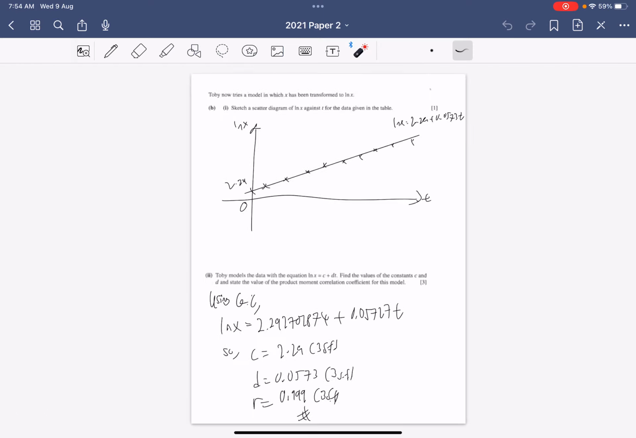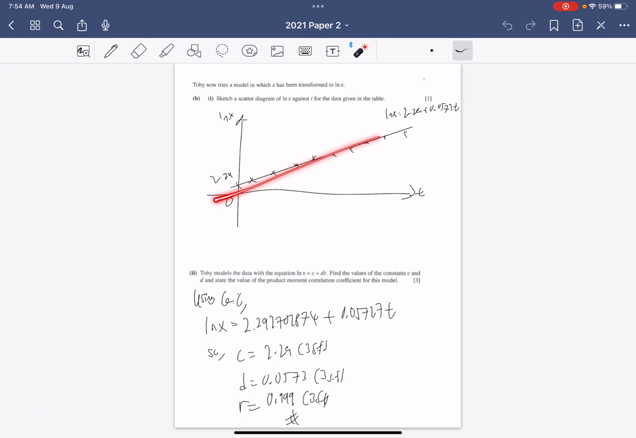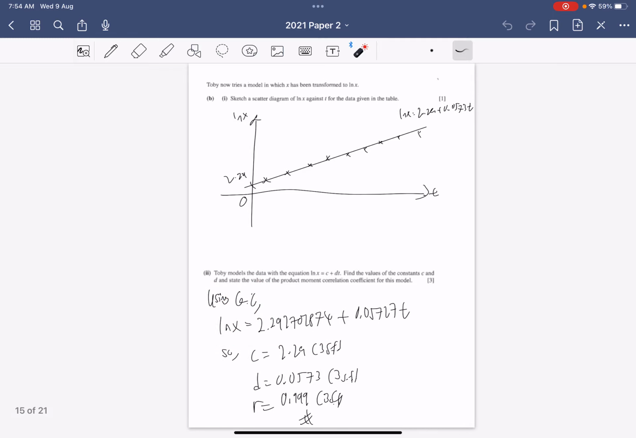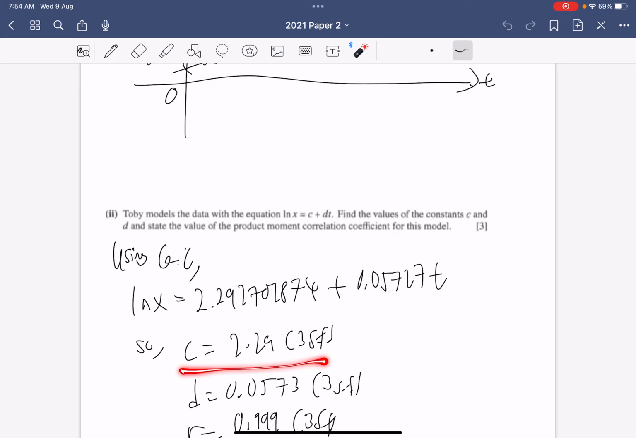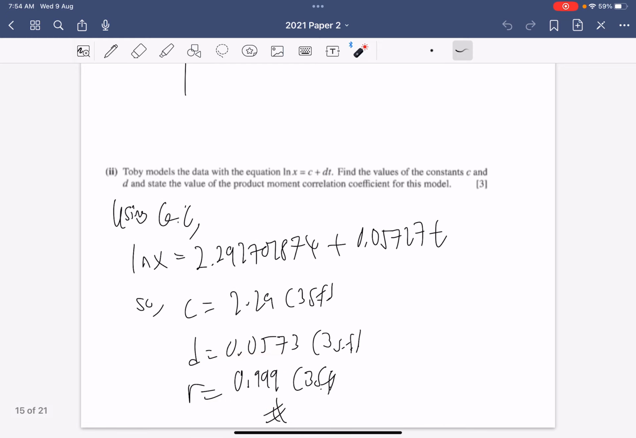Now you just need to put this into your GC and draw the scatter diagram with a best fit line for part B. And for part C, again, because linear regression is a question that tests a lot of your GC skills, you must really brush it up. You can again use the GC to straight away find the linear regression line, which tells you what C and D are, and also the correlation coefficient.